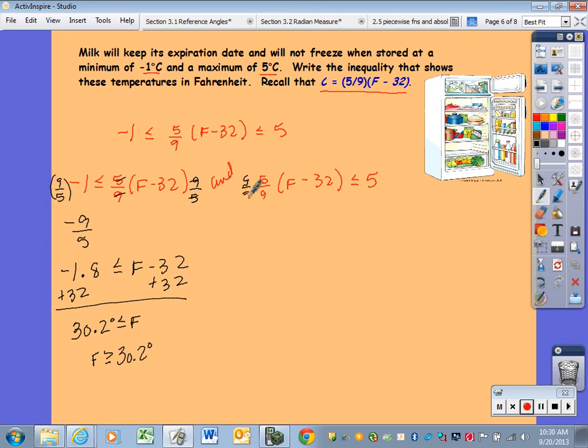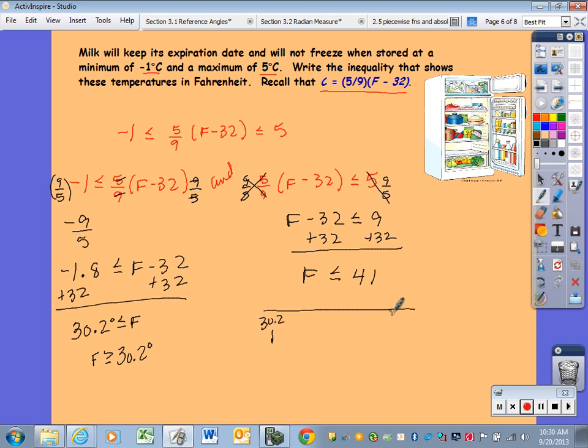Let's do the same on this side. F minus 32 is less than or equal to 9. Add 32. F is less than or equal to 41. So my Fahrenheit temperature starts at 30.2 and to the right and equal, so brace, ends at 41 and to the left. So 30.2 to 41 degrees Fahrenheit with braces. You should now be able to start your assignment.